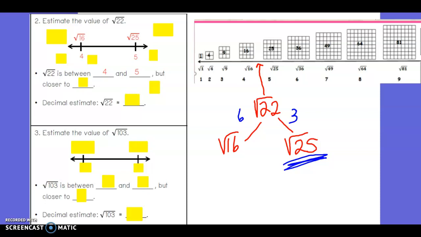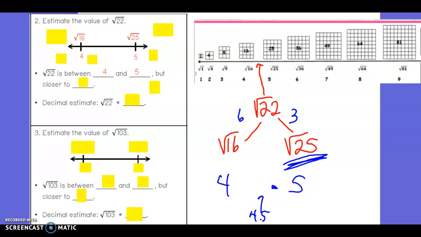Because the square root of 22 is 6 away from the square root of 16, but only 3 away from the square root of 25, I know it's more than halfway towards the 25. So since it's in between 4 and 5, I know 4.5 would be somewhere right here in the middle, but it's more than halfway past it. So it's somewhere in this area right here.